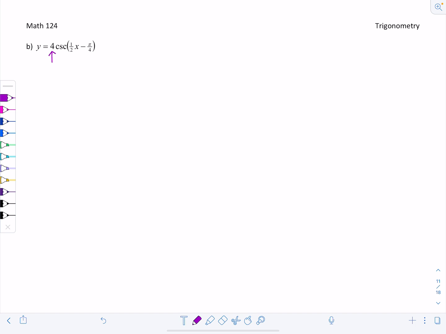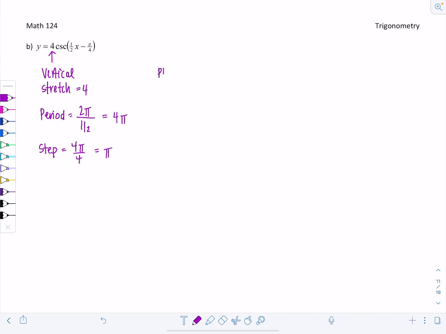Okay. So we have 4 cosecant of 1/2 x minus pi over 4. So we've got a vertical stretch by 4. The period equals 2 pi divided by b, which is 1/2. So 2 pi times 2, that's 4 pi. The step is the period divided by 4, so that's just pi.